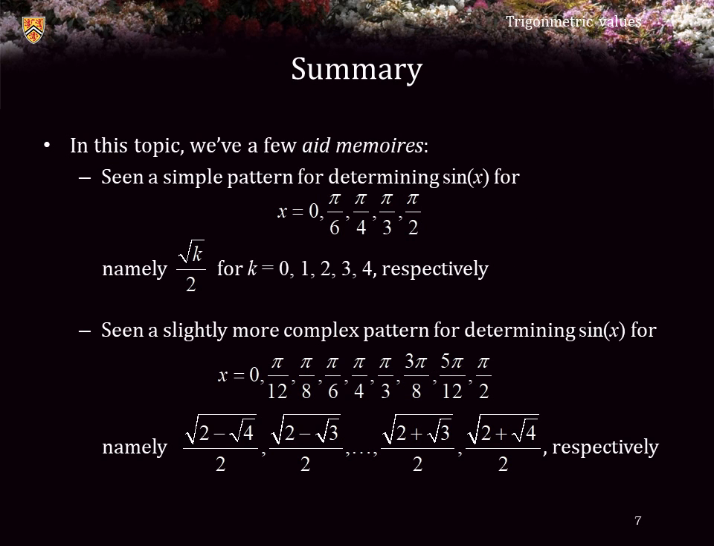Consequently, in this topic, we've seen a few aide-memoires. So, if x is equal to 0, pi over 6, pi over 4, pi over 3, pi over 2, then we can calculate sine of x simply by remembering the square root of k over 2 for k equaling 0 through 4 respectively. There's a slightly more complex formula for determining sine of x for a slightly larger number of possible values, but the formula is not that much more complex. This is by and large what you will need to know in almost all cases.